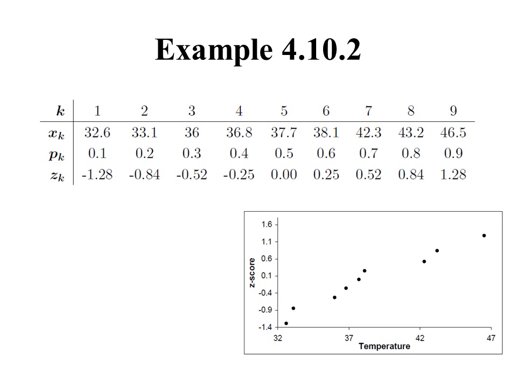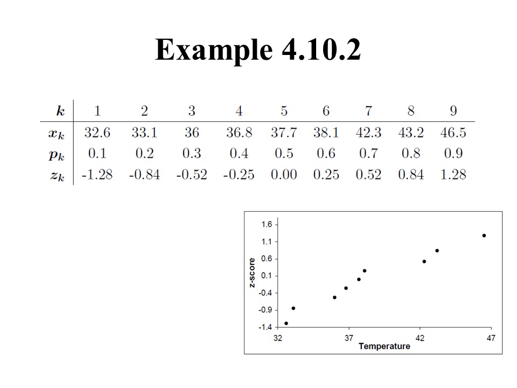So let's look at the graph of our z and x scores here. And so here's our data that we calculated, and then here's the plot. So we put the x values again on the horizontal axis, the z scores on the vertical axis. This point right here is the point 32.6, comma negative 1.28. This point down here is the point 33.1 and then negative 0.84, and so on and so forth.